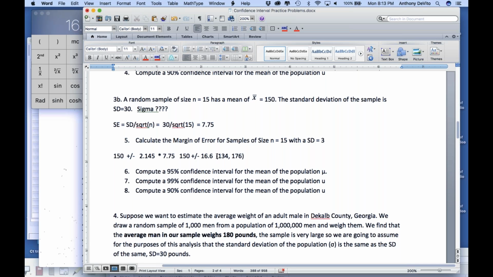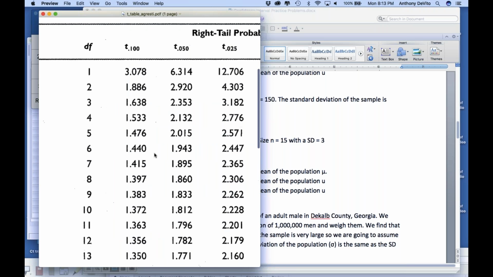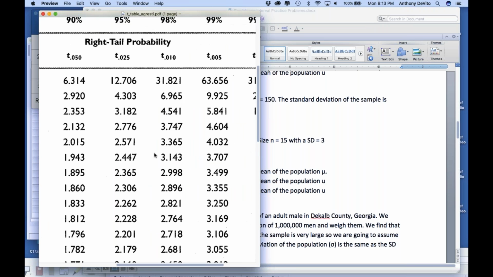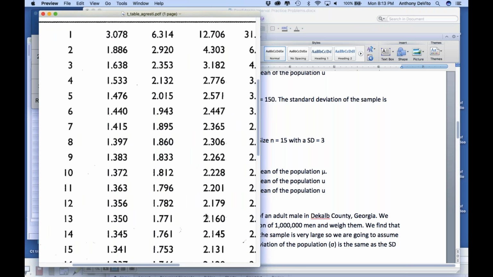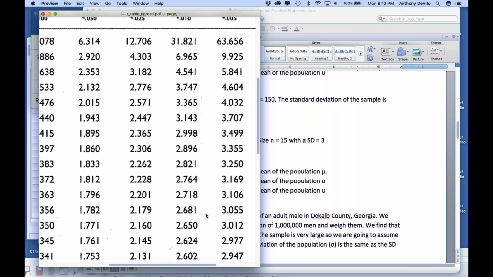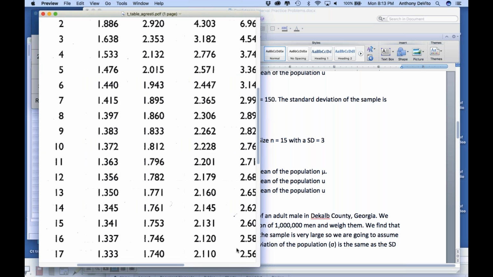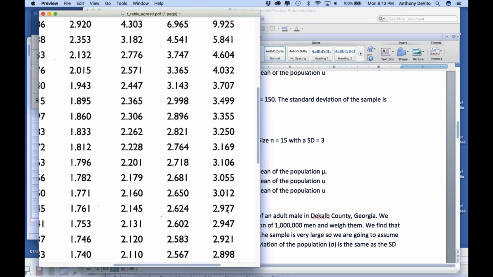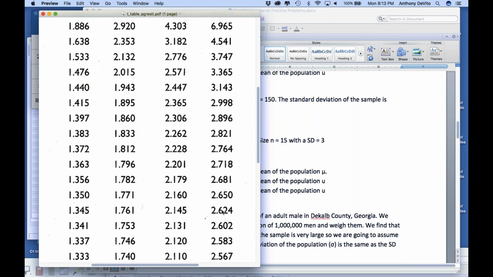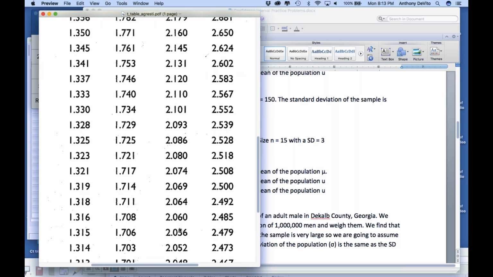Now what about a 99% confidence interval if you had to use a t-score? Well, you just use the other column. Here's 99%. And for a sample size of 15, it would be 2.977. And if the sample size got bigger, you would see that the t-value would get smaller.